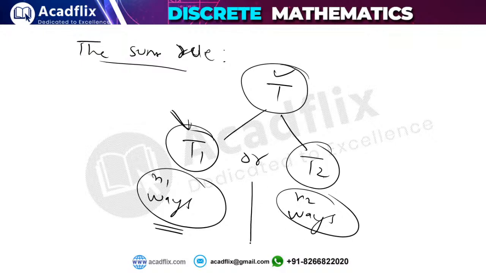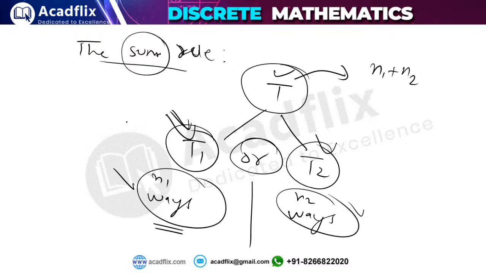So these ways are basically completely disjoint. Okay, so now you have n1 ways to complete this task T1, and you have n2 ways to complete this task T2. So how many ways are there to complete this task T? This will be n1 plus n2, because of this OR, plus will come. So this is the sum rule. Okay, don't worry, let's take an example and try to understand.